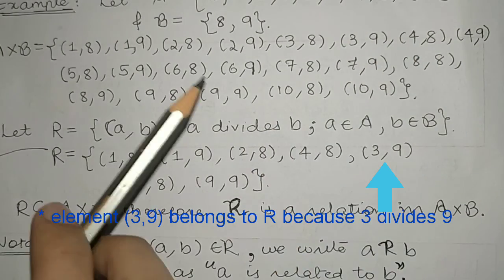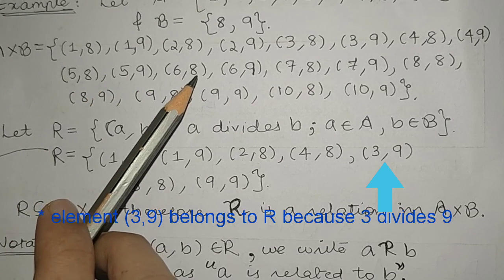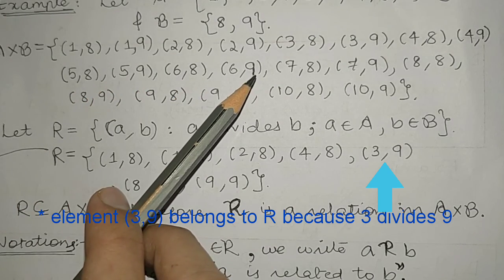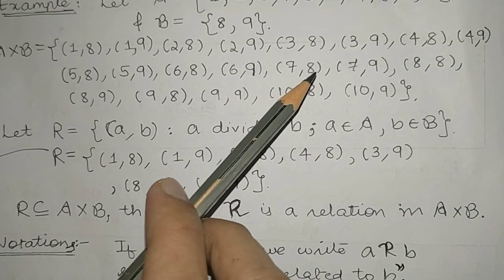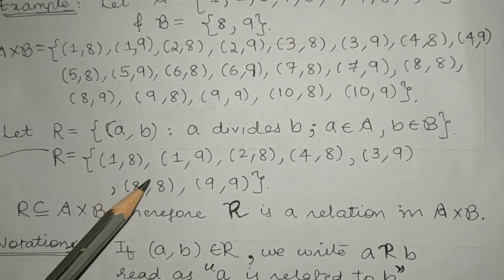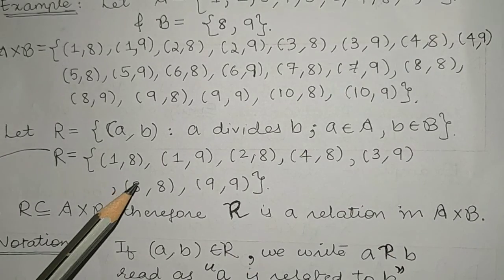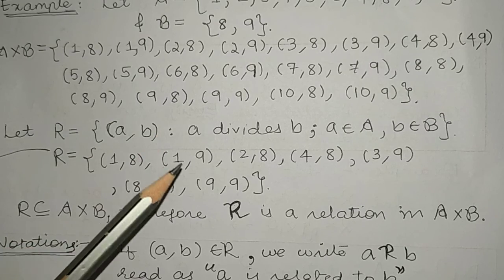Then (4, 9) is not there, (5, 8) is not there, (5, 9) will not be there, (6, 8) will not be there, (6, 9) also will not be there. All these elements, (7, 8) will not be there, (7, 9) will not be there. Then (8, 8) is there. Why? Because 8 divides 8. Then 9 doesn't divide 8, so it won't be there.